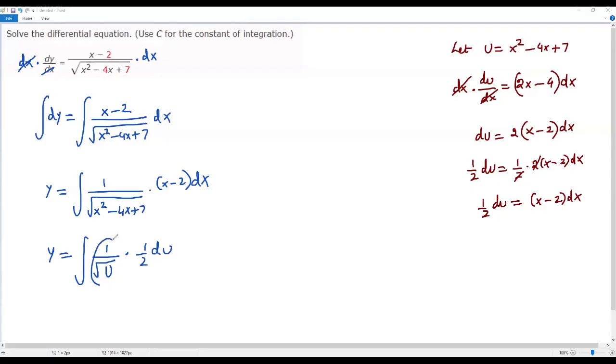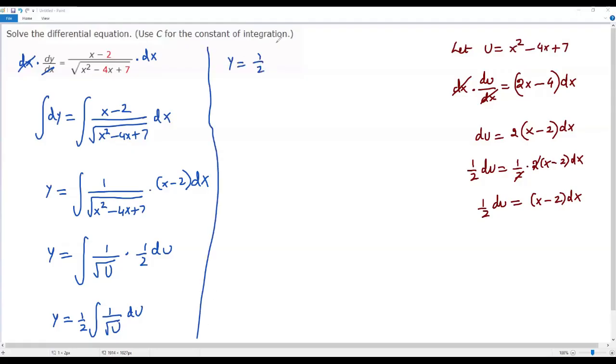Okay, now this is a variable part. It is multiplied by a constant over here. In integration, whenever the complete variable part is multiplied by some constant, we can move it out of the integral. That is, this constant 1 over 2 can be moved out of the integration. So when I do so, I am getting y equals 1 half times integral 1 over square root of u times du. Okay, now let me continue over here.